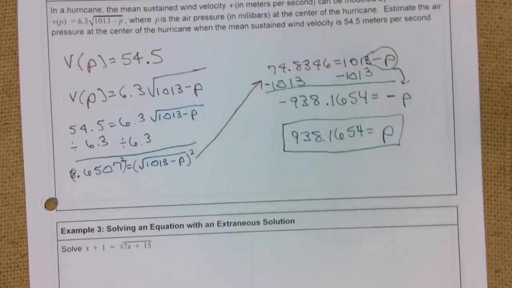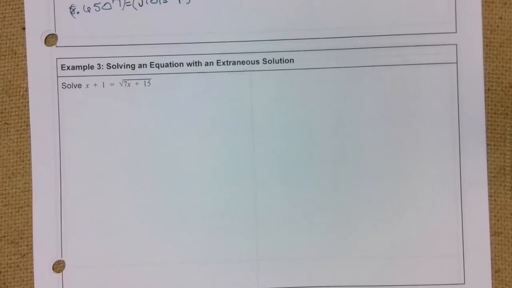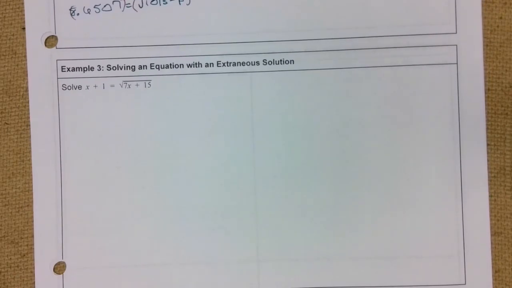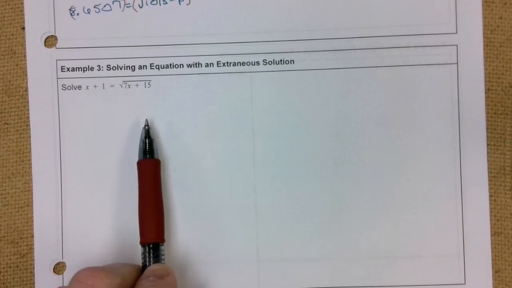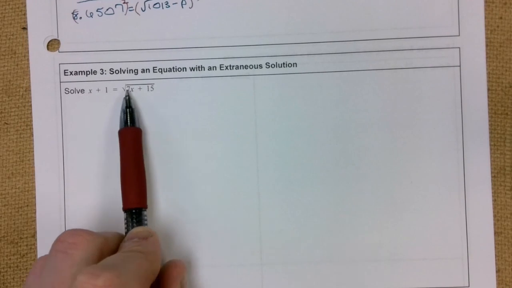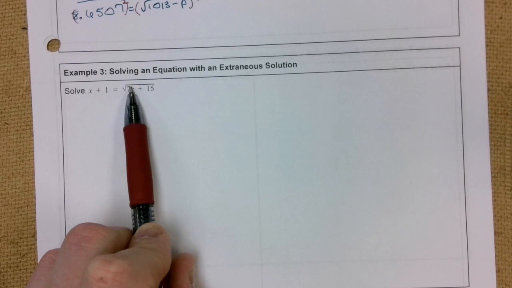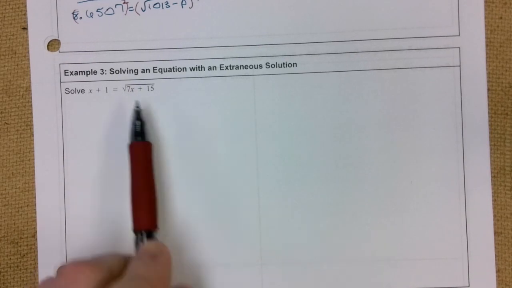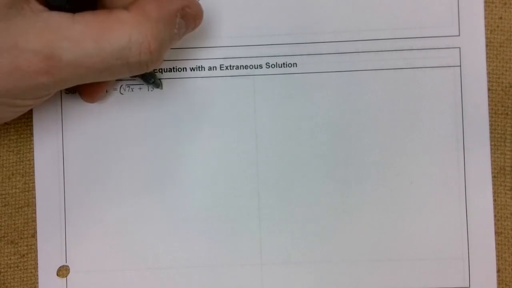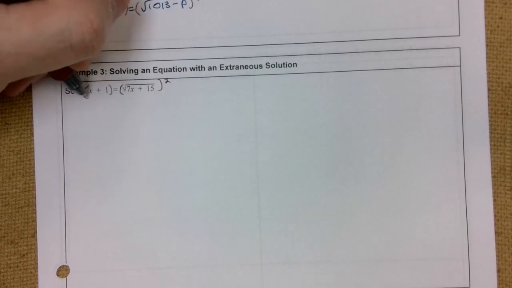Finally, example 3. This is going to be a fun one. All right, solving an equation with an extraneous solution. So, first things first, if we go back to our process from the previous page, we want to isolate this square root sign, and it's already isolated. So, we're good there. Now, since it's isolated, we want to get rid of this square root sign, and we do that by squaring both sides.